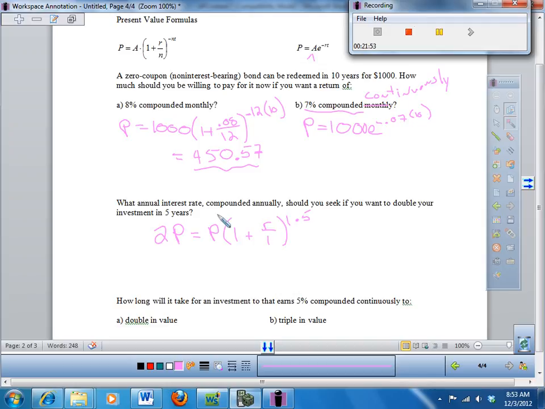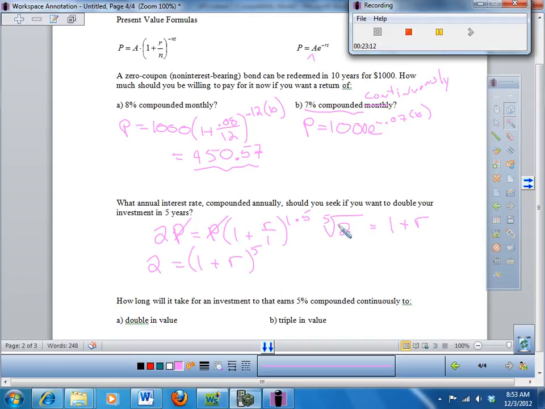Okay? So solving this a little bit, what could I do with both of these Ps? You can cancel them out, and now you have to use logarithms. Yay! Okay, so you want to solve. Oh no! In this case, we don't have to use logarithms. So you go 2 equals 1 plus r, because r over 1 is just r, raised to the 5th power. And then to get r by itself, I take the 5th root of both sides. So I go, the 5th root of 2 equals 1 plus r.